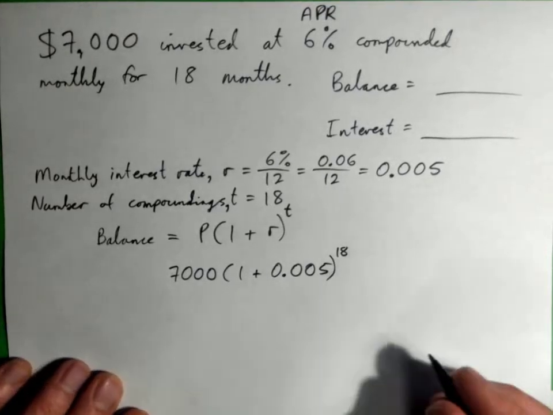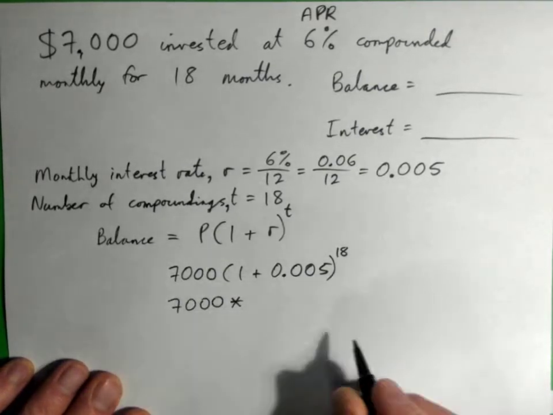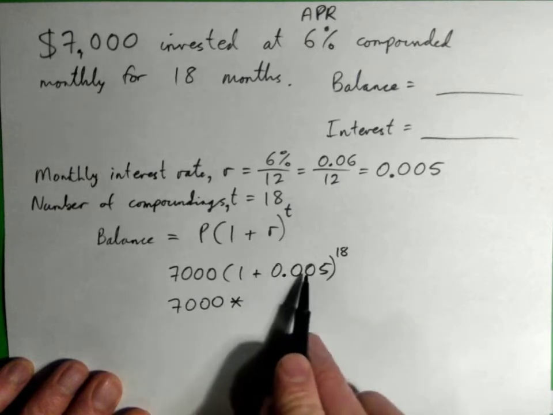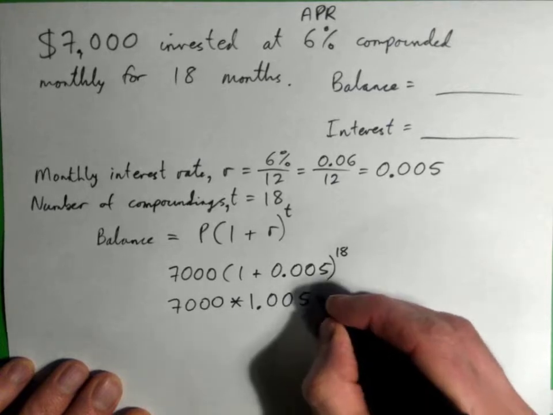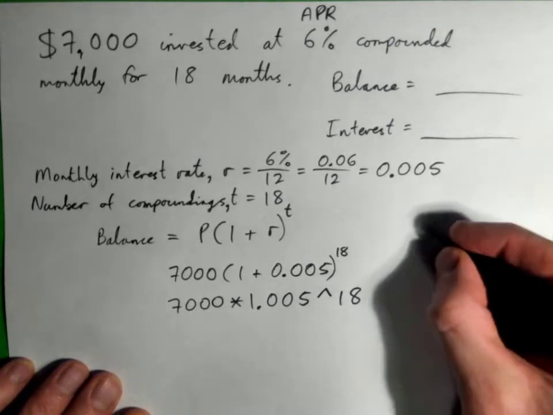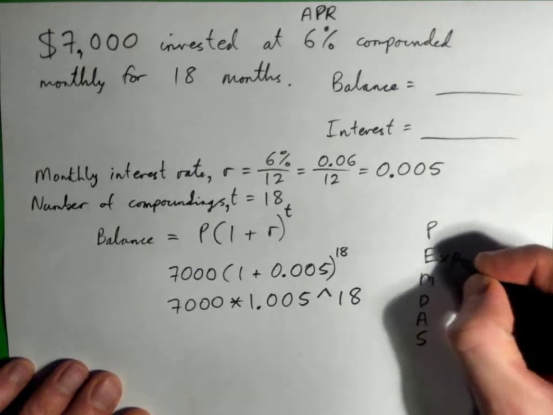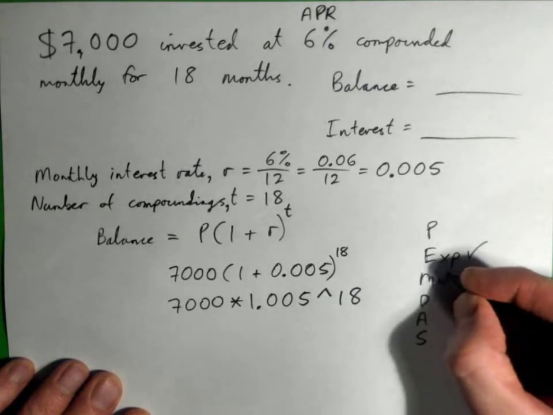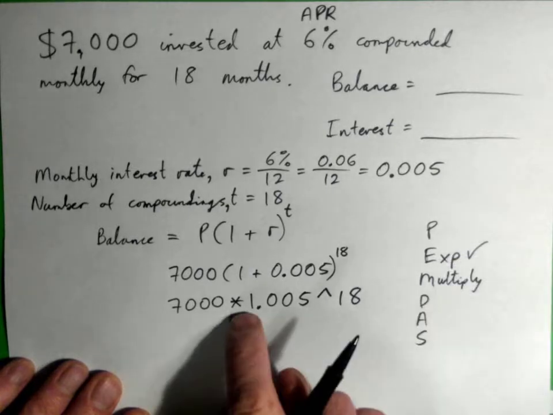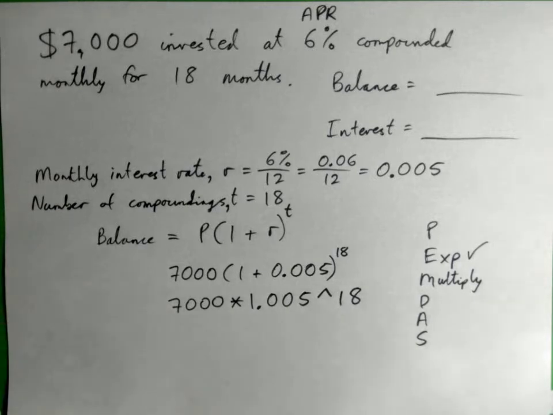In a calculator, this is going to look like this: 7,000 times, and you can just add these together. 1 plus 0.005 is just 1.005, right? To the power of 18. And your calculator understands the order of operations PEMDAS. So it's going to do the exponent first. It's going to do this part first, and then it's going to multiply by the 7,000. So if you do this without any parentheses, the calculator will give you the correct answer. So let's plug that in and see what we get.